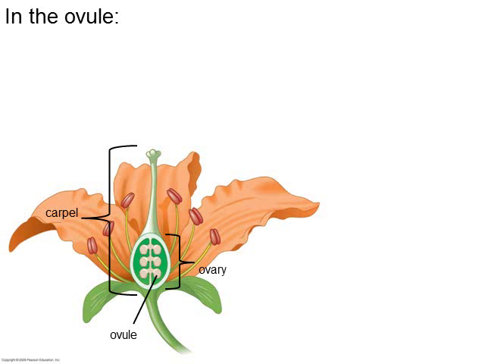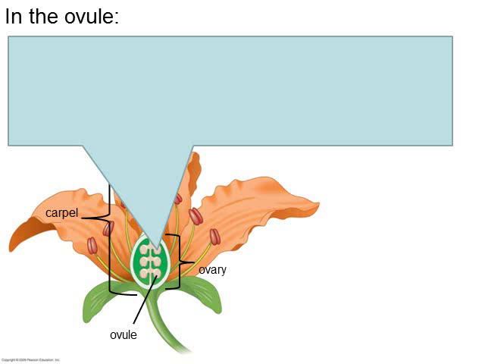So here we have a great picture showing the difference between the ovary and an ovule. The ovary is the overall base of this flower. And inside of the ovary, if I were to ask you how many ovules are there, you can see that there are six. What we're going to do is zoom into one of those ovules and pay attention to what's happening in one of them.